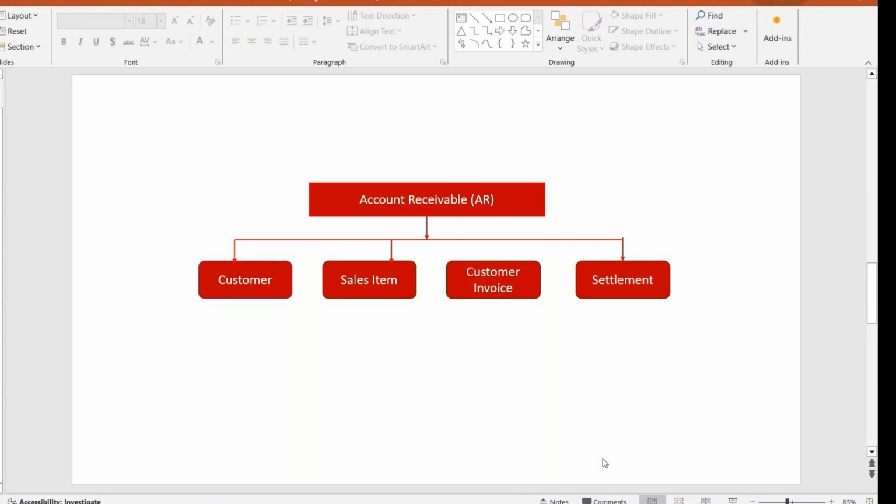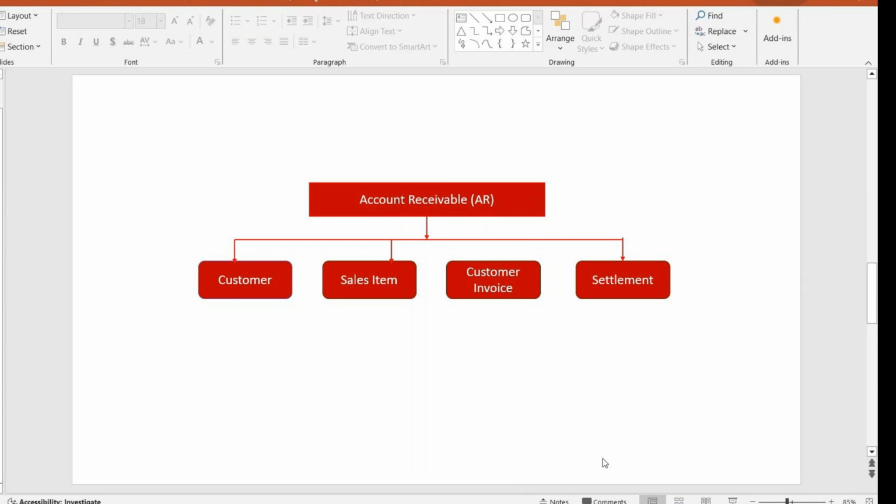Initially, they go for AP and AR. If it's a product-based company, they go for the AR module initially because they have to sell the product. If it's a service-based company, they implement both AR and AP. So these two are important: accounts payable and accounts receivable, both must. Even general ledger should be there, right? It's a prerequisite for financials. That is a must. Without that, you cannot go for AR and AP.